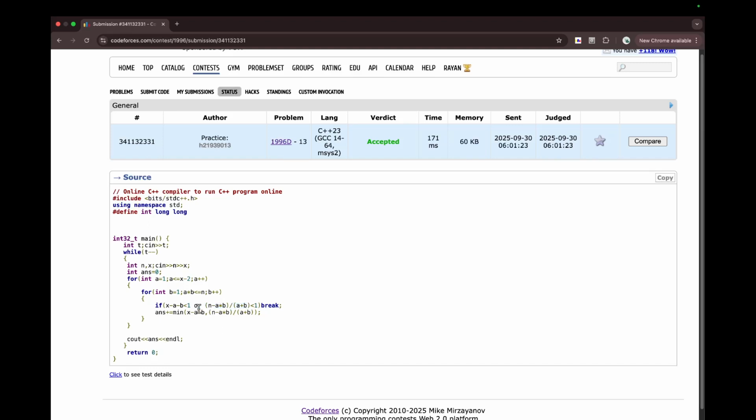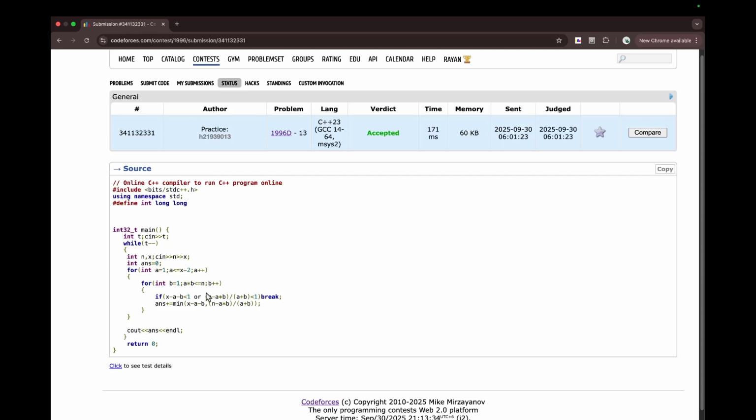If both of the values are less than 1, then we have to break. Otherwise we increment the answer by the minimum of the two possible C values. One is x minus a minus b, and the other is (n minus ab) divided by (a plus b). The minimum of both will be our possible upper bound of C, and we increment the answer with that.